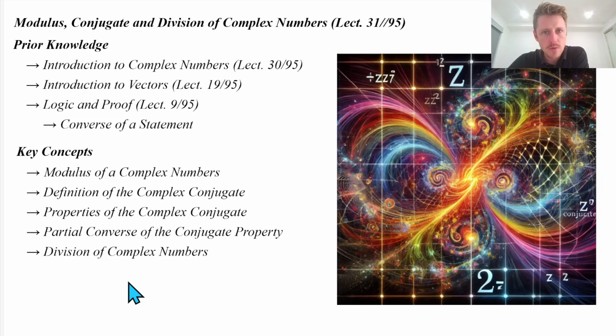The key concepts we'll cover in this video though are the modulus of a complex number, the definition of a complex conjugate, and properties of that new idea that we're going to introduce, what's called the complex conjugate. We'll then look at what's called the partial converse of the conjugate property. Now that part took me forever to wrap my head around because that's definitely the most challenging part of this video. So we'll look at a proof of that.